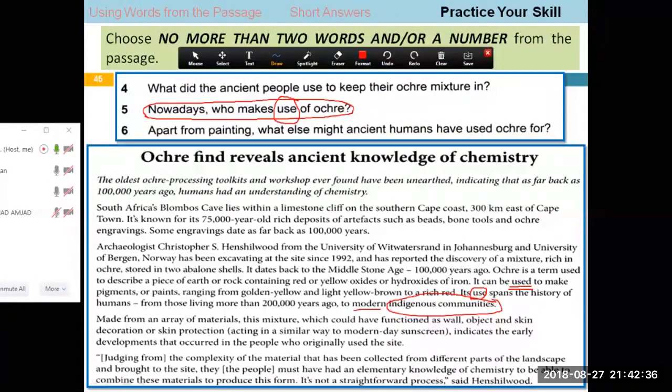Okay. So anyways, question number 6. Apart from painting, what else might ancient humans have used ochre for? Now just look at the structure of all these sentences. I mean, this is really a very complex structure. Skin decoration or skin protection. Okay, we'll go to the answer right now. Please focus at this point. Ochre mixture in. In is the last word of this sentence, which is very rare actually. What else might ancient humans have used ochre for?